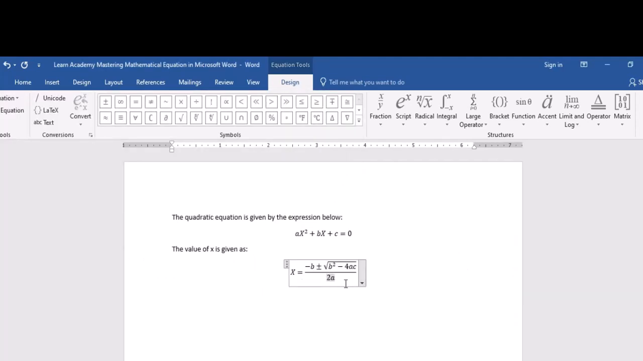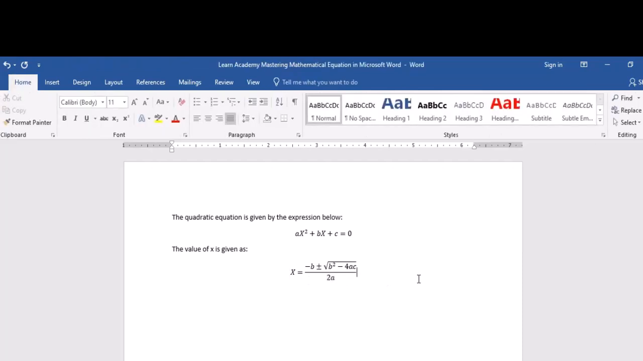You can see, then I click outside. I can click anywhere outside. You can see I just finished typing this equation. You can see I started from this, then I moved to this. So no matter the number of equations you have, you can simply type it this way. You can modify it whichever way you want.